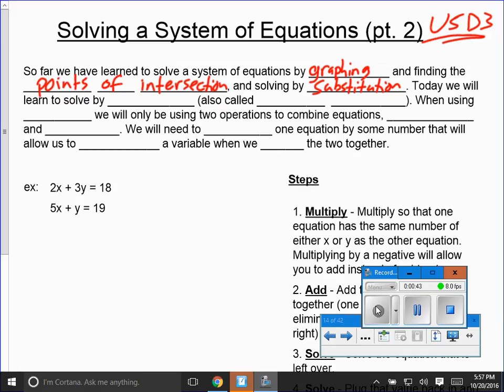Today we're going to learn to solve by what's called elimination, which is sometimes also called linear combinations. In your other class you might have learned it this way. When we're using elimination, we're only going to be using two operations in the process: multiplication and addition.